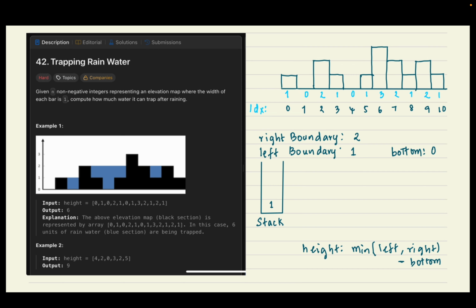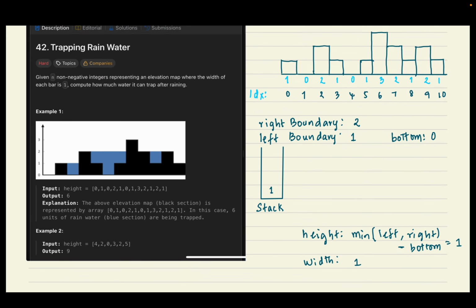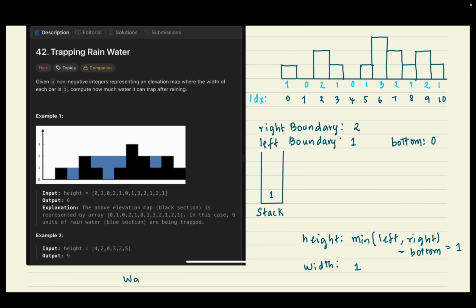Now that I determined the height, I should also be able to determine the width, right? How far the water can be trapped. If you see this, the water can be trapped from 3 units over here, right? How can I determine width? The width is determined by the bottom's index and the current index. The current index is basically 2 and the bottom is at index 1, so the width is 1. So width is 1 in this case and the height is also 1. So the water trapped will be 1 unit.